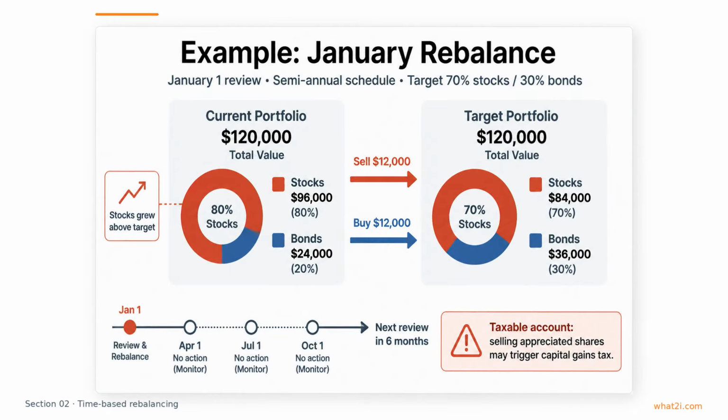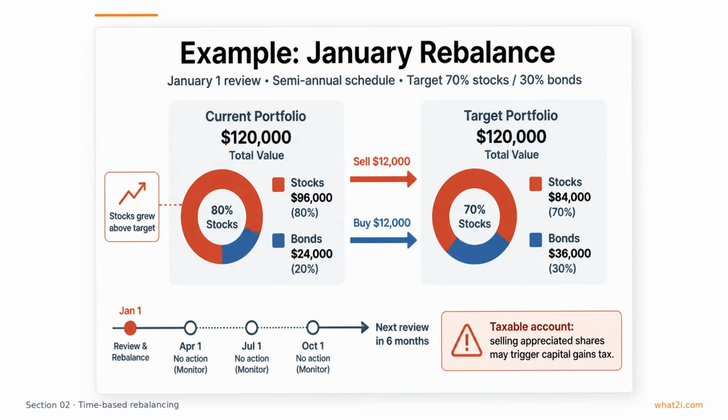Here is a concrete example. On January 1, a portfolio worth $120,000 is reviewed under a semi-annual schedule with a target of 70% stocks and 30% bonds. The current holdings are $96,000 in stocks and $24,000 in bonds, which means the portfolio has drifted to 80/20. The target amounts should be $84,000 in stocks and $36,000 in bonds. To get back on target, the investor sells $12,000 of stocks and uses the proceeds to buy $12,000 of bonds. In a taxable account, this is also the moment to ask whether selling appreciated stock will trigger capital gains taxes.